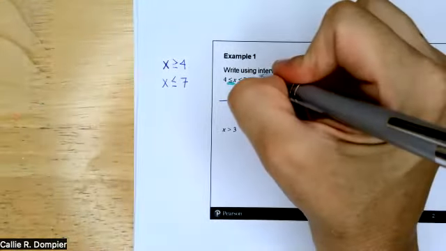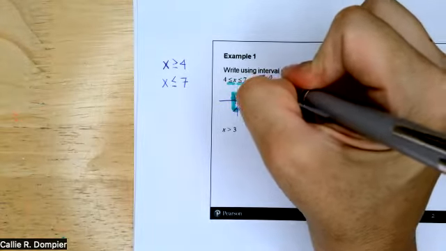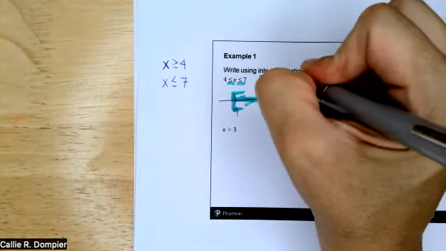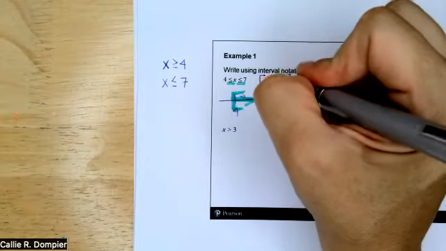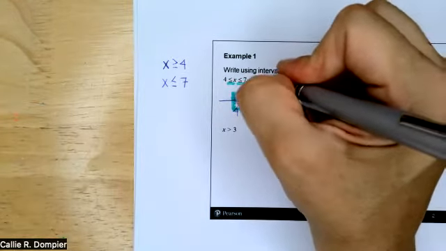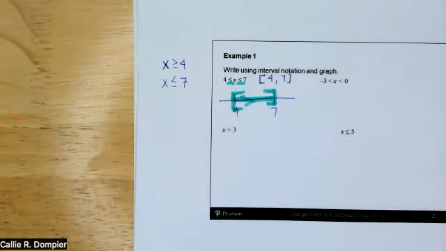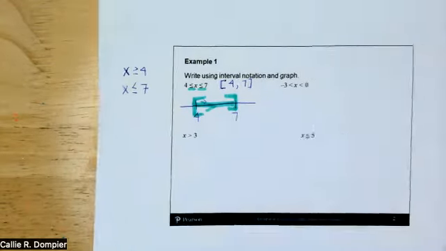So just write what you graph. From 4 to 7, inclusive. Put a bracket around 4 and 7. Good.